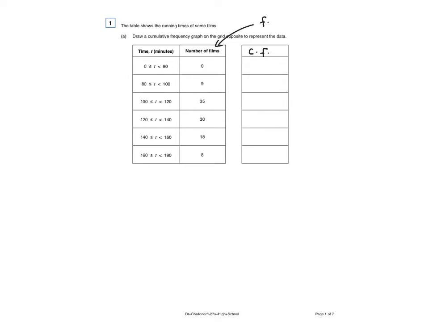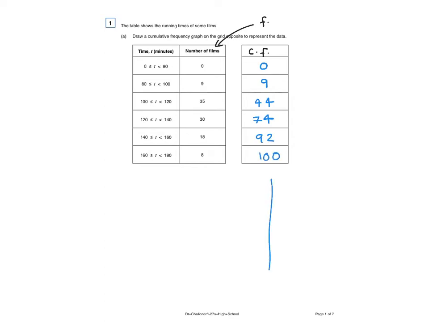So remember, cumulative frequency is a running total of the frequencies. So we have 0, 9, then 9 add the 35 from the 100 to 120 minutes gives us 44, then add on the 30, which gives us 74, then add on the 18, which gives us 92, and lastly add the 8, which takes us to 100.